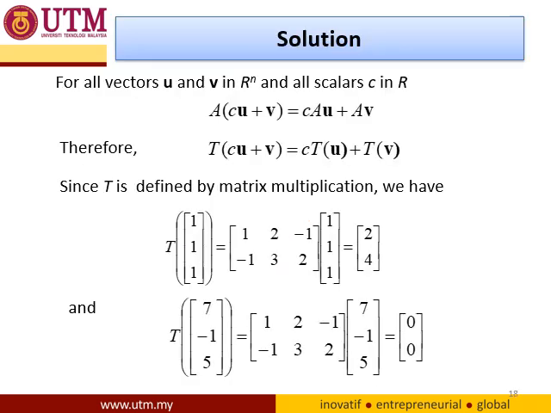Alright, we'll look at the solutions. Here we can say that it is a linear transformation, based on the fact that for all vectors u and v in Rn and all scalars c in R, A(c(u + v)) = cAu + cAv. Therefore, the transformation of c(u + v) is equal to c times T(u) plus T(v).